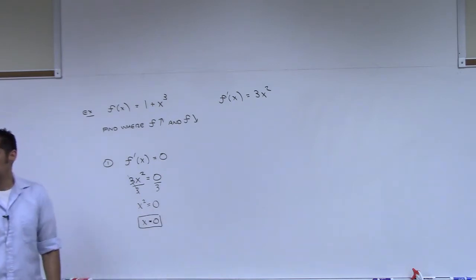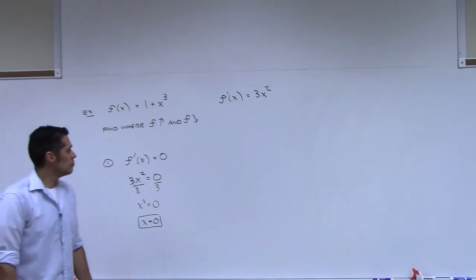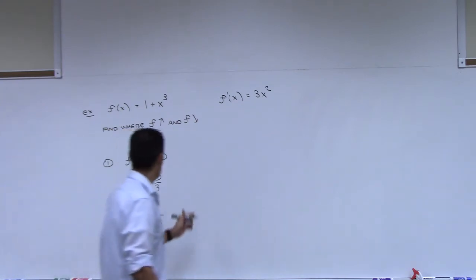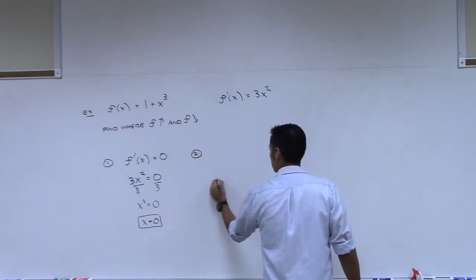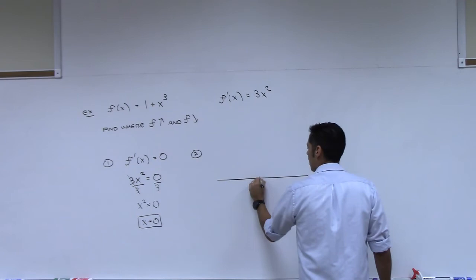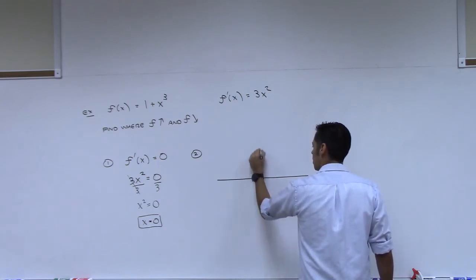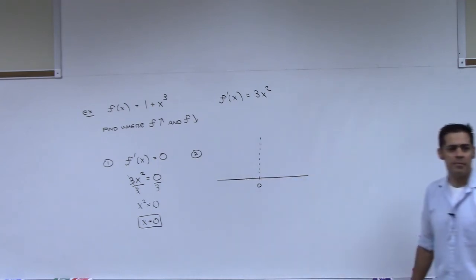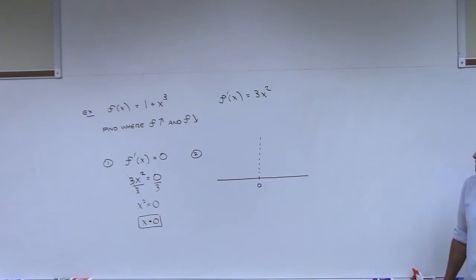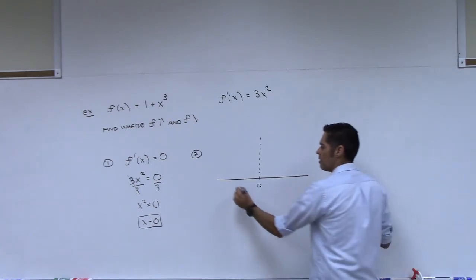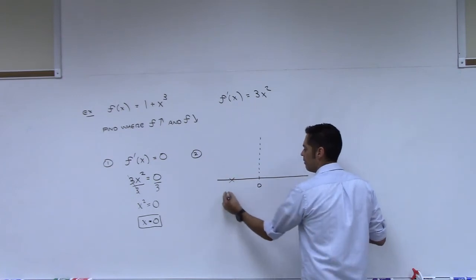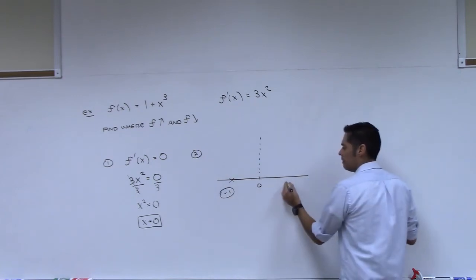Now what? Put it on a number line. That naturally splits this up into 2 regions, doesn't it? Then what? Take 2 test points here. So what would you like over here? -1's a nice one. Over here? 1.